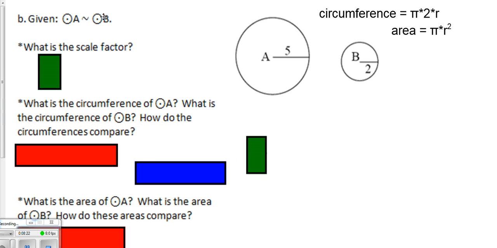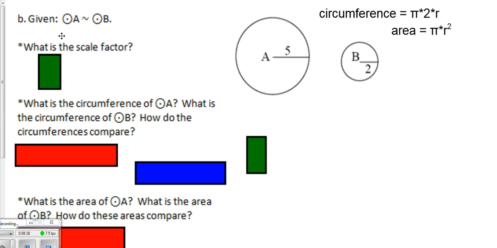Example B, given circle A is similar to circle B. We have a few questions about that. As a review, circumference is pi times 2 times r. Area is pi times r squared. So what is the scale factor?